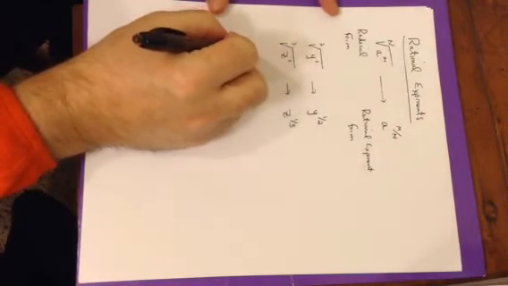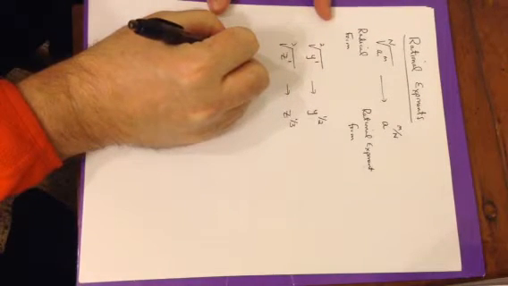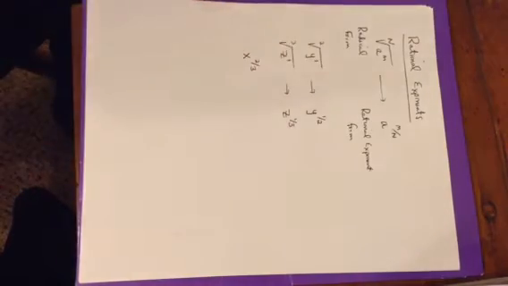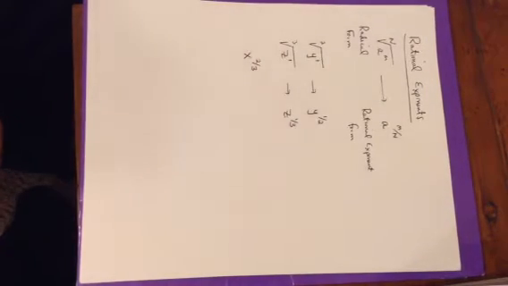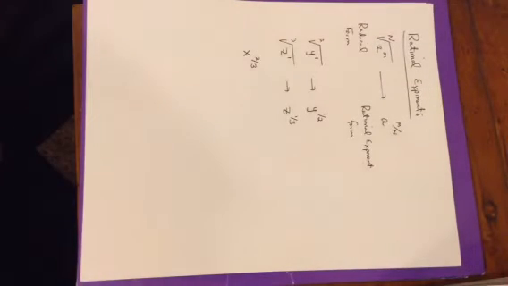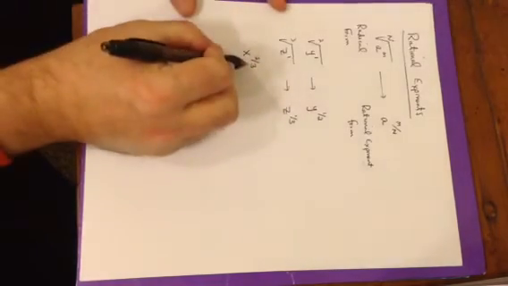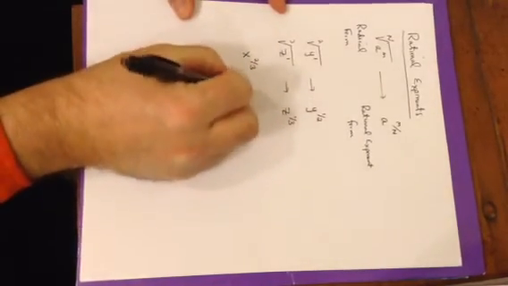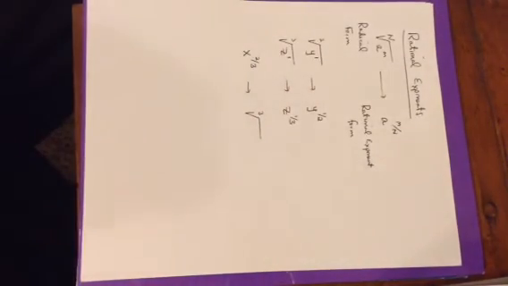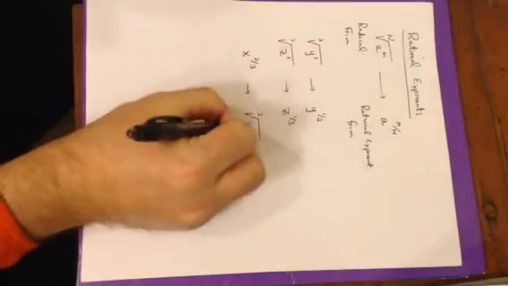So what if I had x to the 2/3? Here we were converting the radical form to rational exponent. I want to be able to now take the rational exponent form and convert it to the radical. Well, the index is the denominator, so I know that I'm going to have a cube root. The base is still the base.